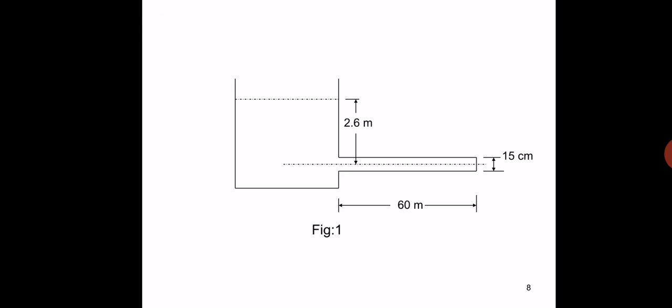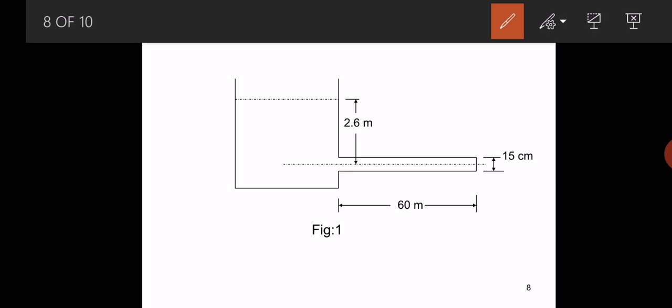So this is the problem. The pipe is connected to the water tank. This is the water tank, and here the pipe is connected. From the center of the cross section of the pipe to the top of the water in the tank, the height is 2.6 meters. The length of the pipe is 60 meters and the diameter of the pipe is 15 centimeters. This is the figure for the given problem.